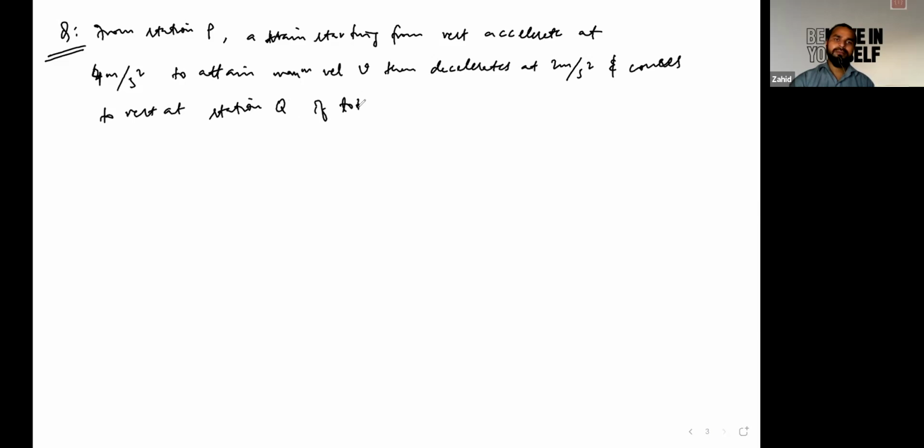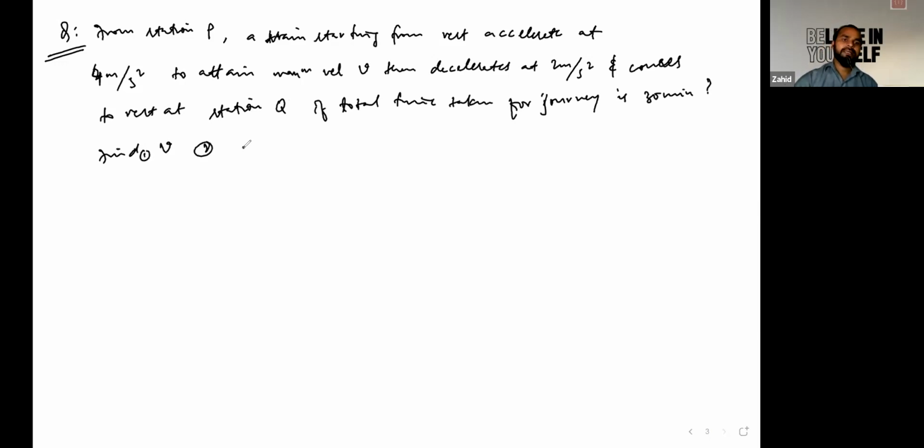If the total time taken for the journey is 30 minutes, find v and the distance between PQ.